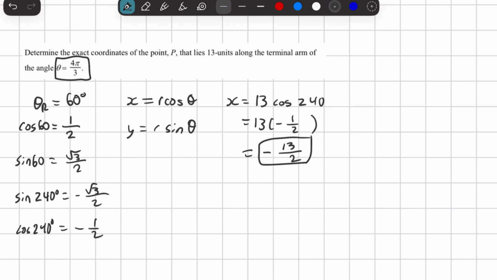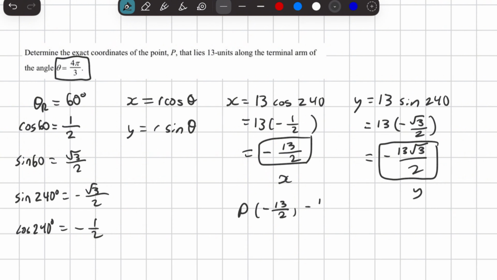And now for our y value, do y equals 13 sine of 240, which equals 13 times negative square root 3 over 2. And this is going to give you negative 13 square root 3 over 2. So this is your y and x value. X is here, y is here. So for your point, you're going to get negative 13 over 2 and negative 13 square root 3 over 2.